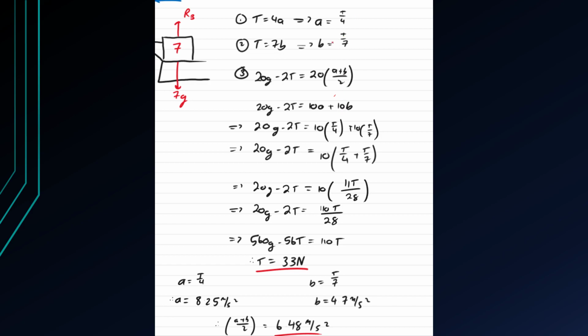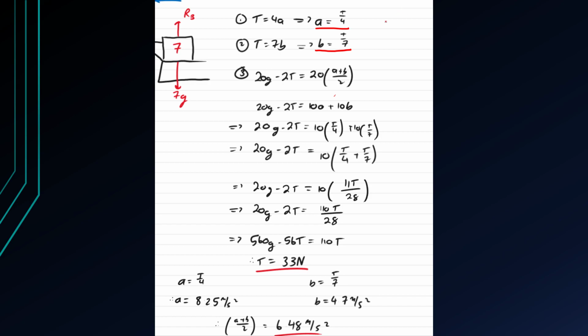Now, a key thing to note is that we have T, a, and b. So in order to get the tension in the string first is usually the way to go about these kinds of problems. We rearrange equations 1 and 2. So, dividing by 4, we get our first substitution, a is T over 4. And dividing by 7 in the second equation, we get our second substitution, b is T over 7.